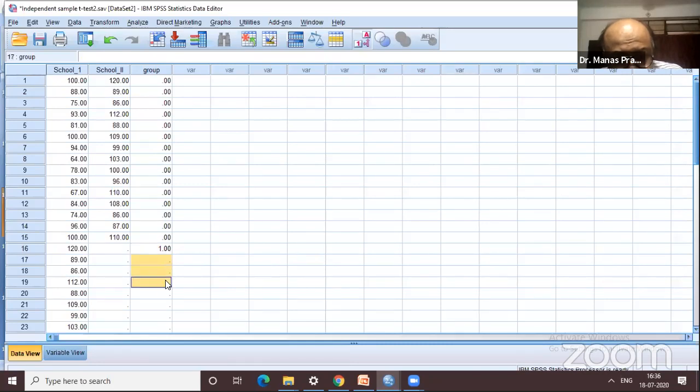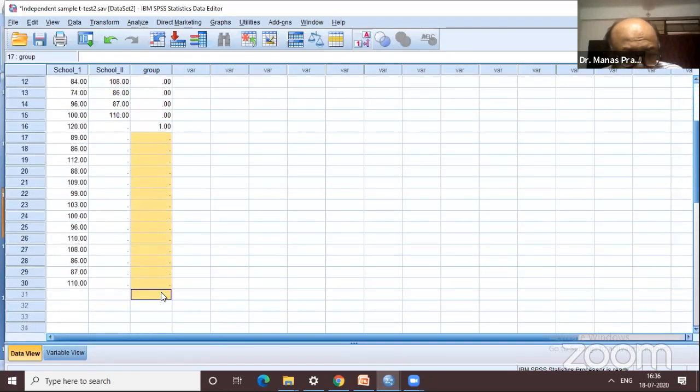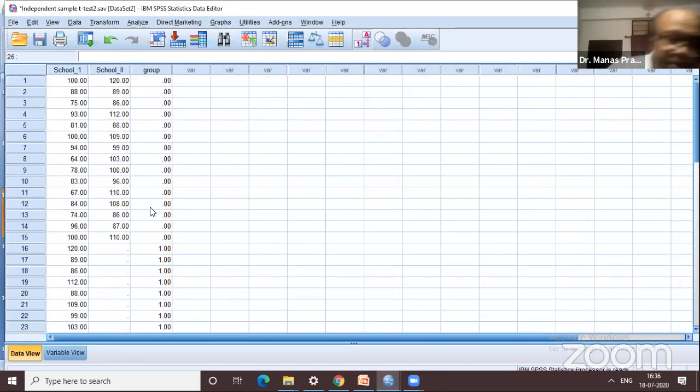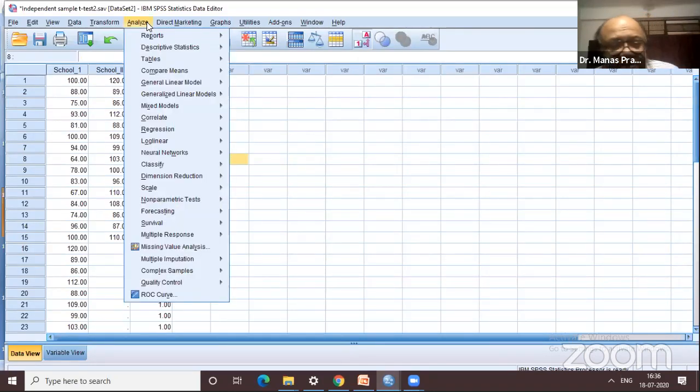This is very, very important. You have to arrange the data like this to do an independent sample t-test. Now what I did, I copied this data here, and to identify which group each score belongs to, school 1 or school 2, I classified them with the help of a new variable and coded that as 0 and 1. 0 means school 1 and 1 means school 2. Now my data is ready for analysis.